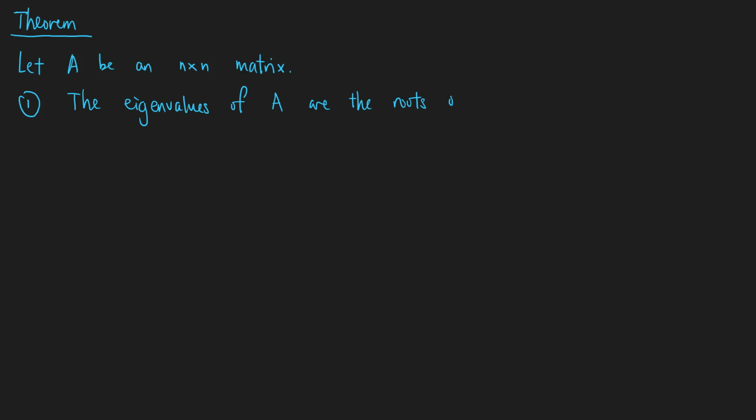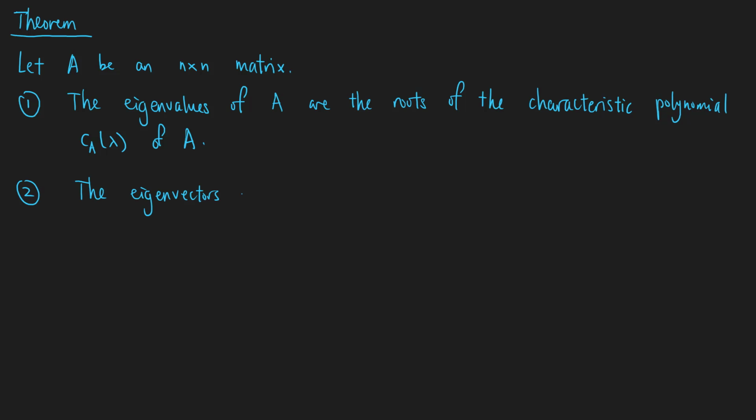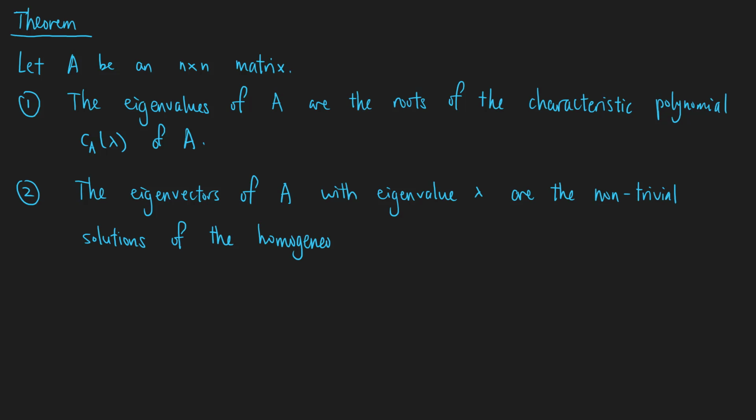The following theorem summarizes the results we have so far. Let A be an n by n matrix. The eigenvalues of A are the roots of the characteristic polynomial C_A(lambda) of A. The eigenvectors of A with eigenvalue lambda are the non-trivial solutions of the homogeneous system (lambda I minus A) times v equals 0.